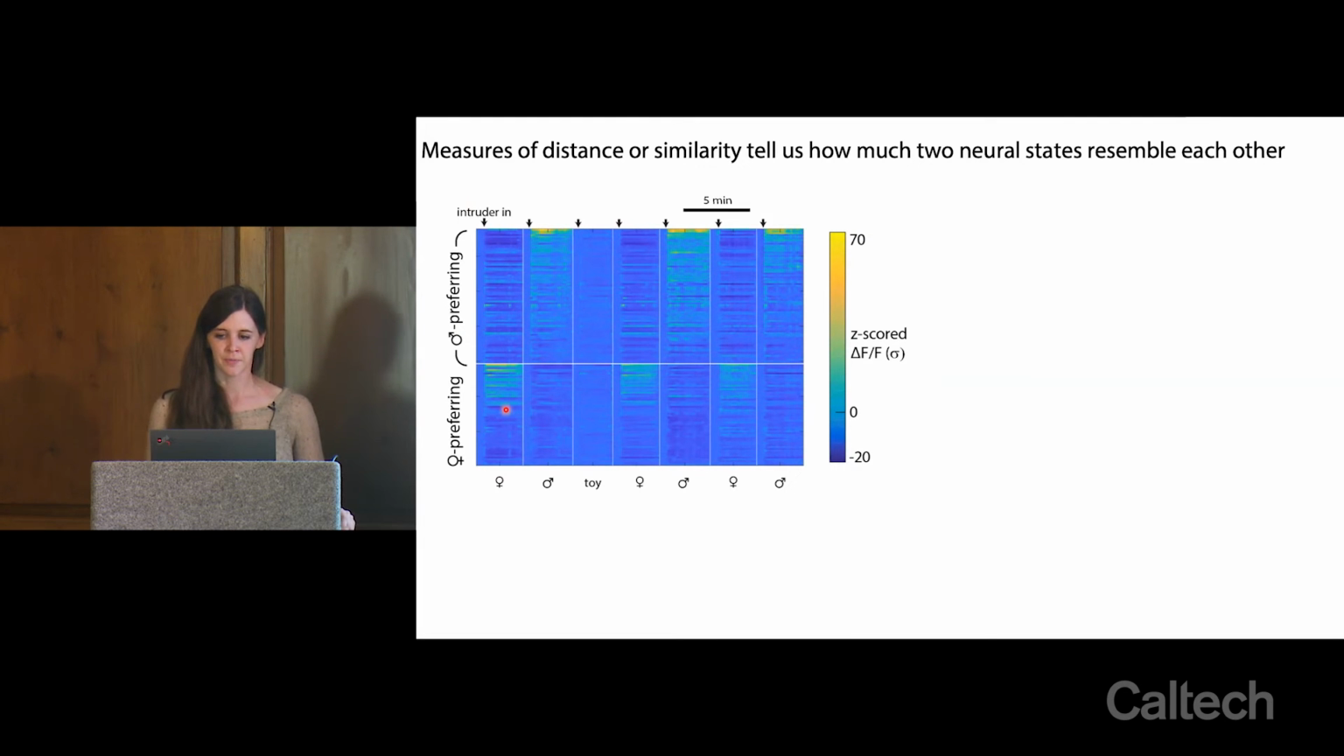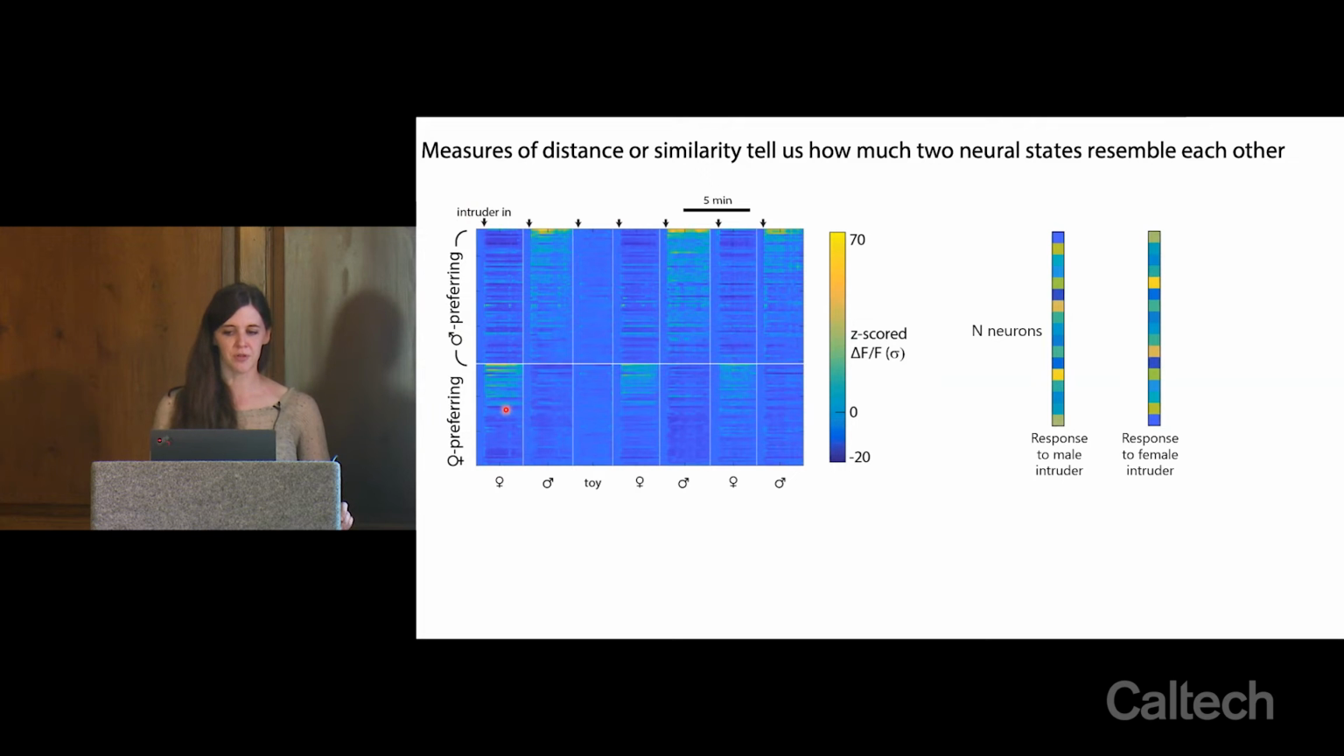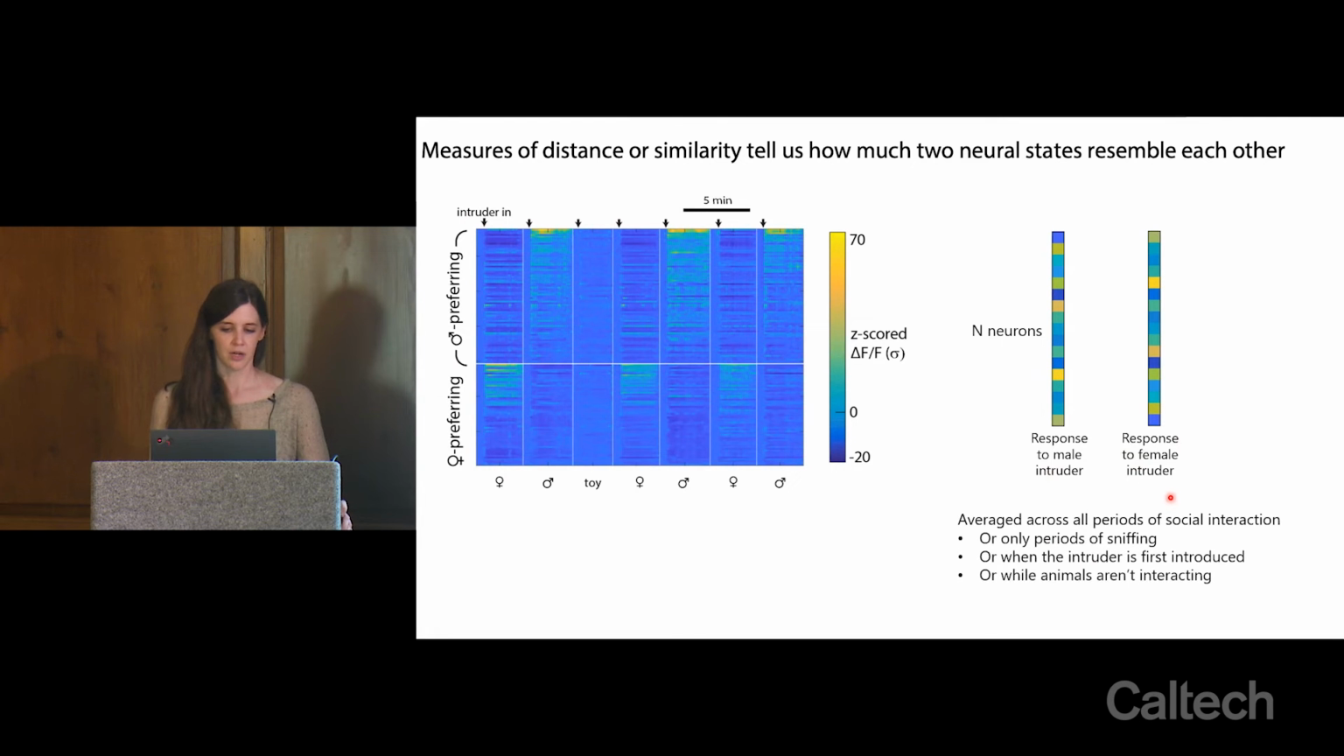to each other. So you can compute the average response of neurons to each of your stimuli, say a male versus a female, across periods of interaction or across a specific behavior. And then you want to come up with some way of measuring similarity of these things. There are a couple of ways to do this. Man, my slides are kind of out of order. The first that I want to talk about is Mahalanobis distance.